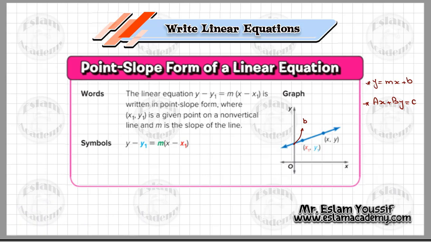The third form to write the linear equation is the point-slope form. Suppose that we have a line passing through the point (x1, y1) with a slope equal to m. Then the equation is y - y1 = m(x - x1). And that is the main equation of our lesson today. This equation is defined as the point-slope form.